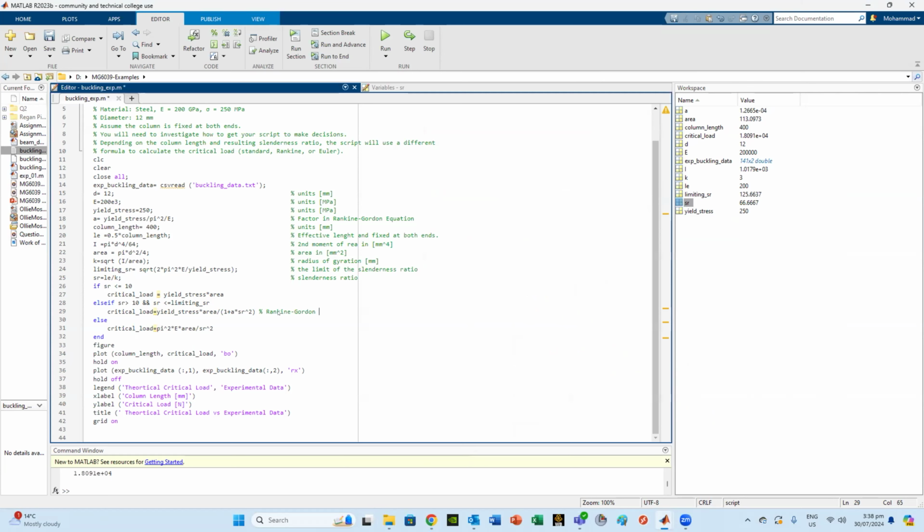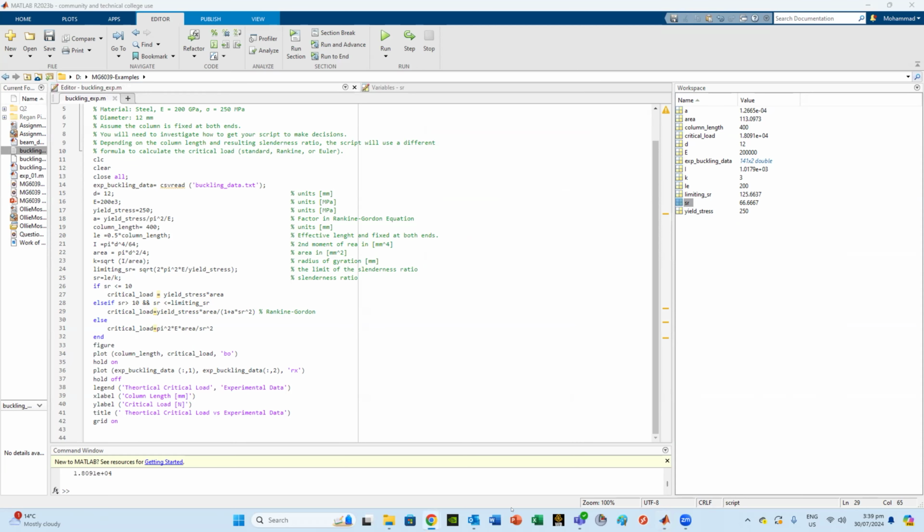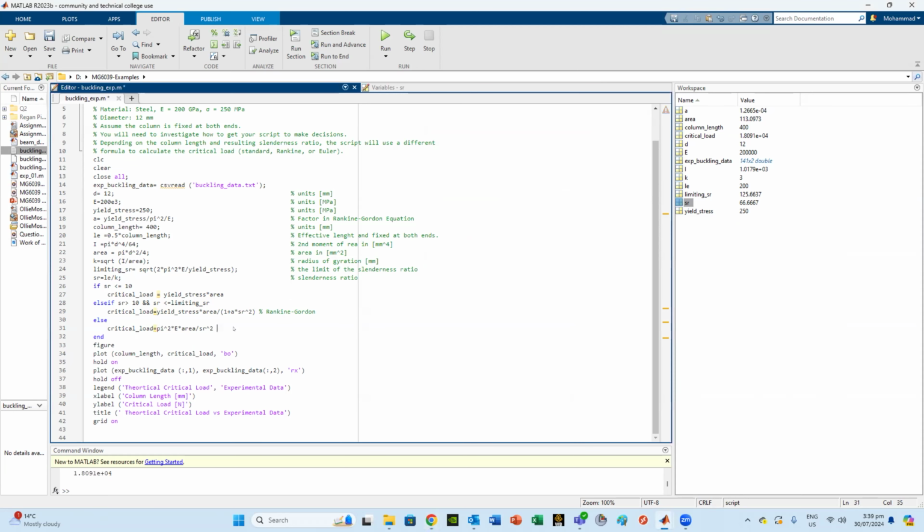and you could even add the other theory, which is Johnson, if you want to use the other one. Now, if it's the other option that is not within this, then you can use the critical load to be your Euler method. So you can use this one as the last option for it. So it depends on what it is you're trying to calculate here and the theories you're trying to use. So that was the three if statements.